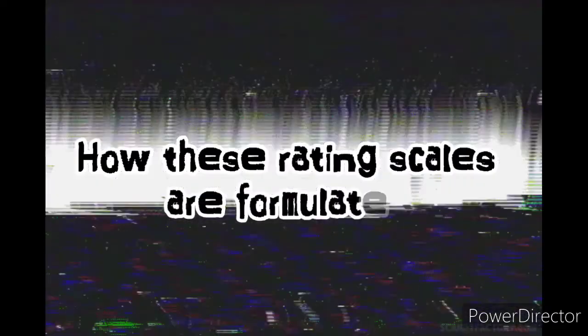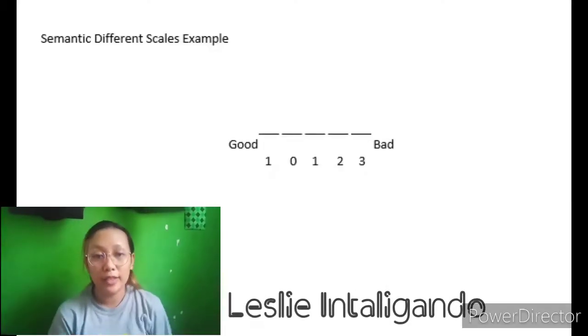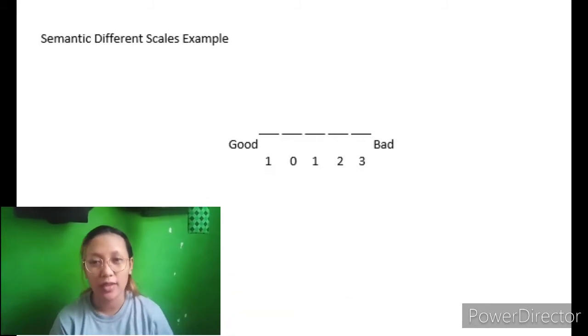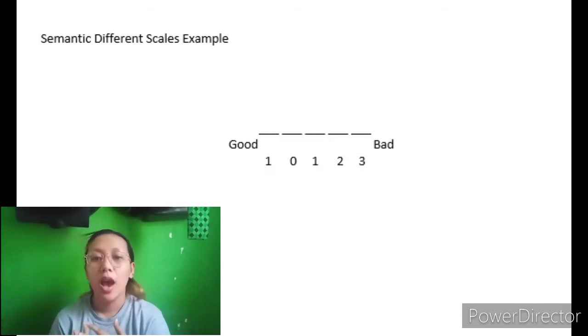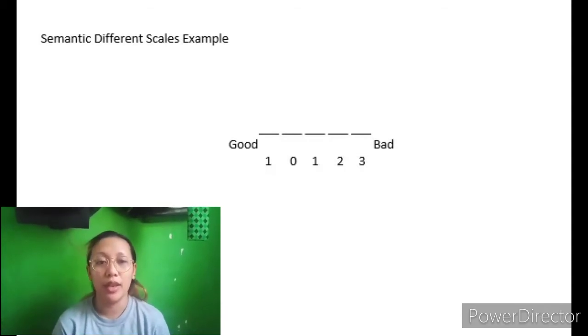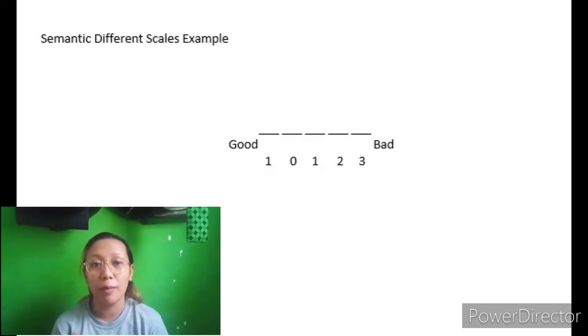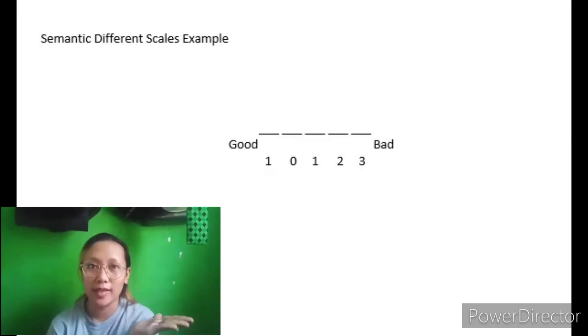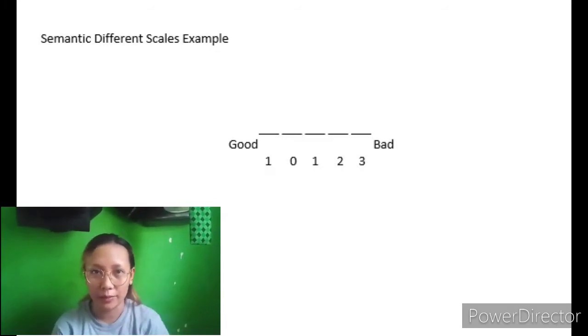How are these rating scales formulated? The semantic differential, or SD, tries to assess an individual's reaction to specific words, ideas, or concepts in terms of ratings on bipolar scales defined with contrasting adjectives at each end. So the example is like that on the screen.